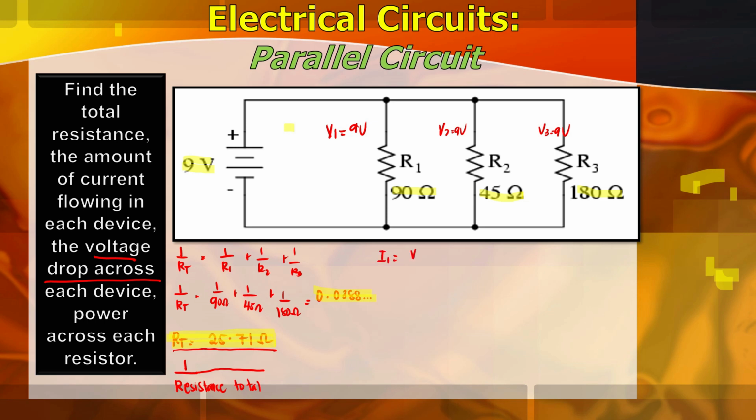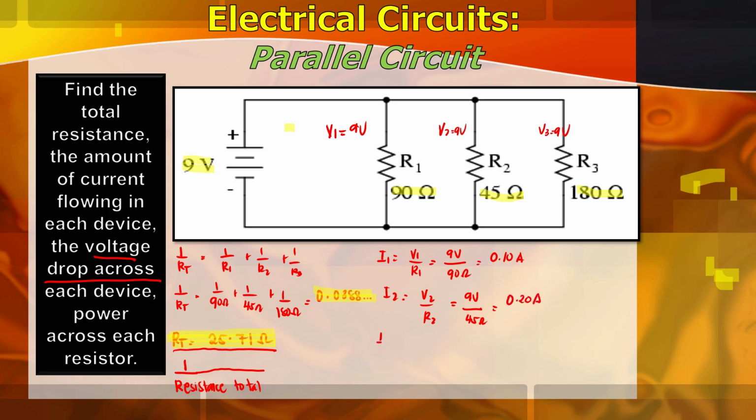So we have B1, R1. So we have 9 volts over 90 ohms. So kapag dinivide dyan, ang lalabas nating sagot ay 0.10 ampere. For I2 naman, we have V2, R2. So we have 9 volts over 45 ohms. So we have 0.20 ampere.